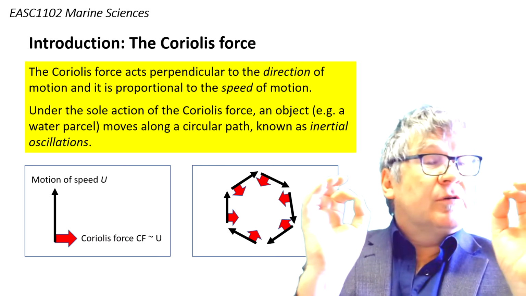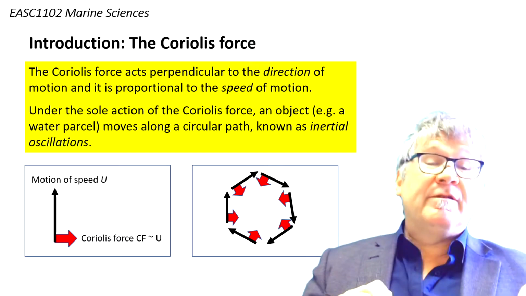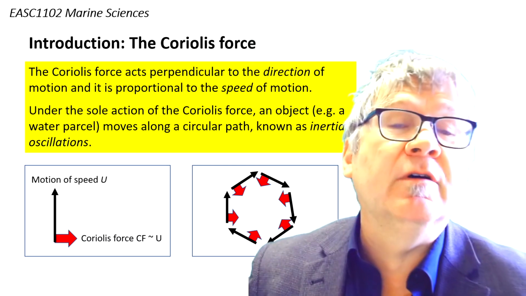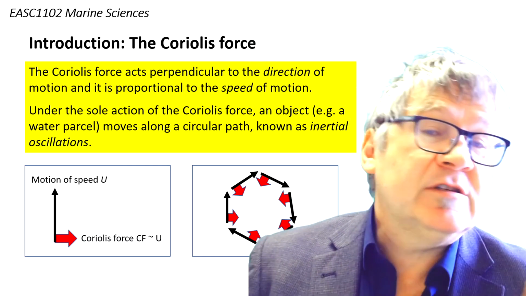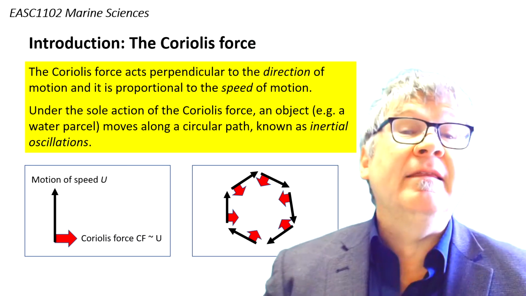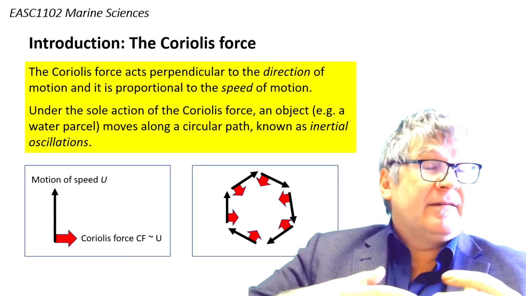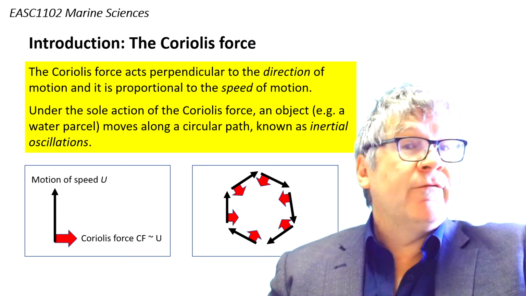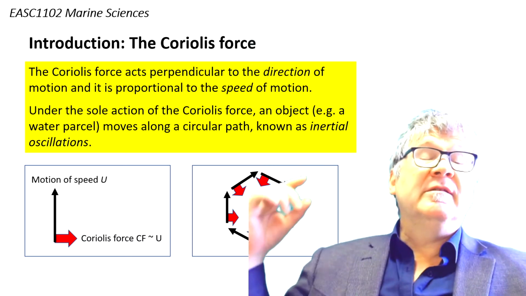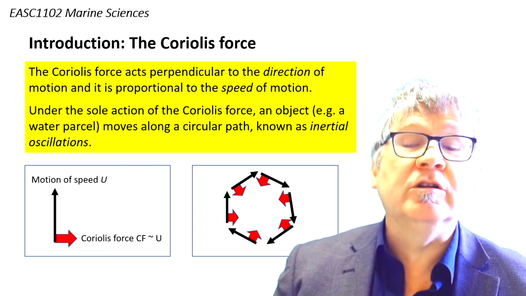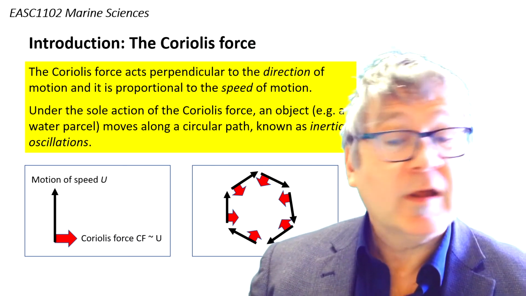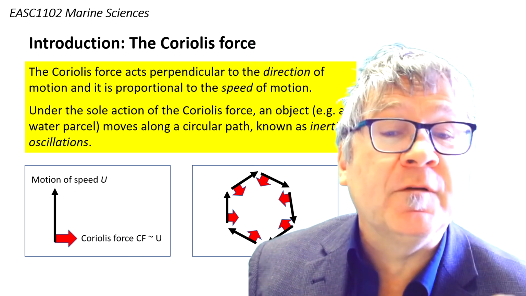Anyway, now if you imagine that you only have the Coriolis force, and you push a water parcel in a certain direction, because of that right angle, you get a circular path of an object. And this is known as inertial oscillations. Okay, so that's the first important feature.